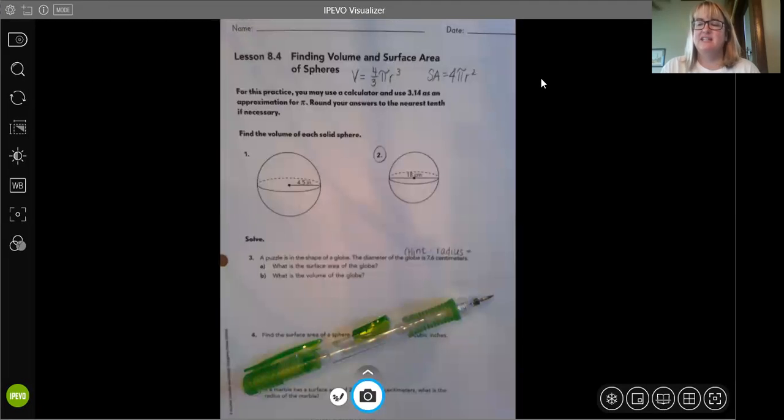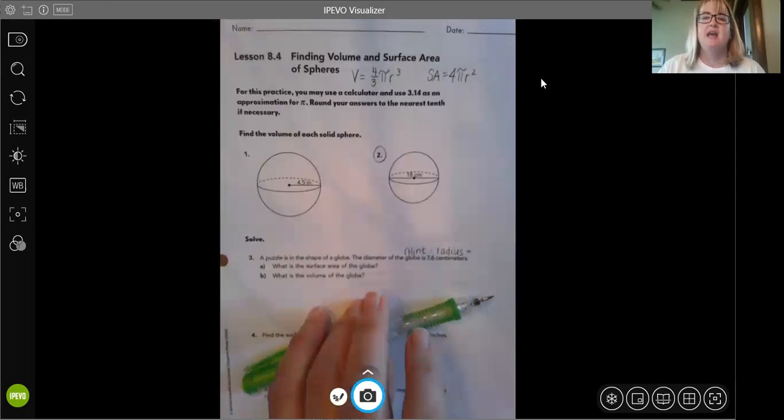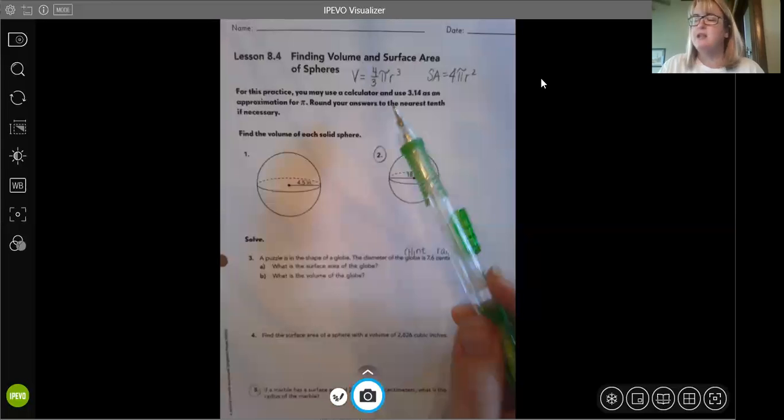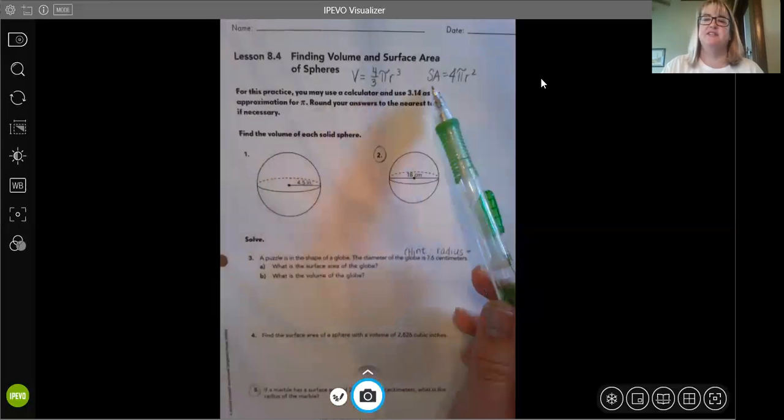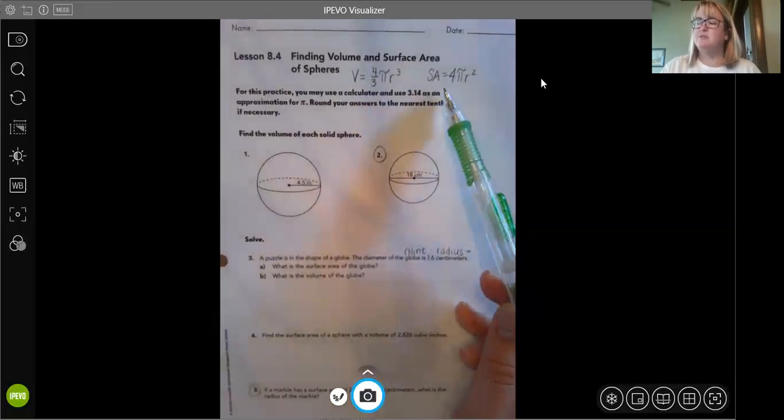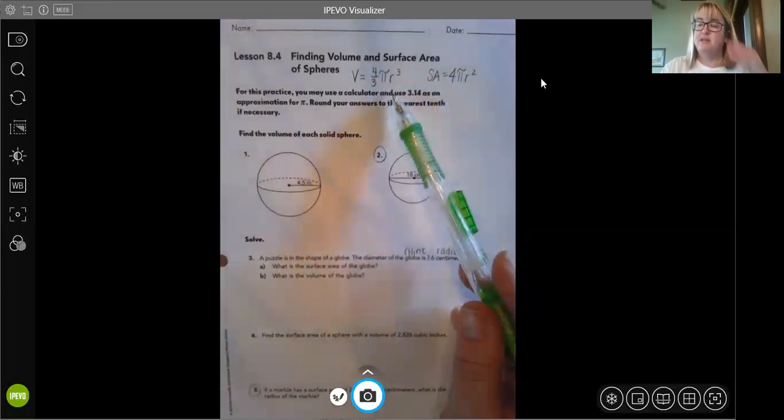We are looking at lesson 8.4, which is finding volume and surface area of spheres, and it starts on page 41. So if you haven't done so, would you get that ready? One thing I want you to do is take your pencil and we are going to write the formula for finding the volume of a sphere and the surface area of a sphere. I always like to write the formulas just so I have them and can look at them.